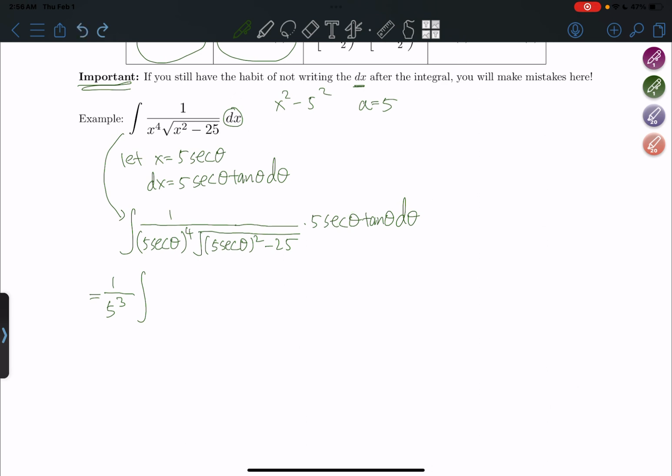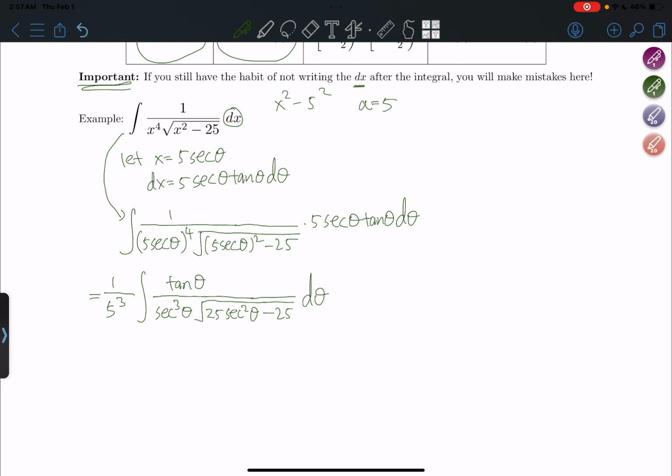Okay, so for the next step, the numerator just becomes tangent theta, because the 5 is gone and the secant theta is gone. And now on the bottom, I have secant cubed theta, right? Again, there was 4, and I cancel 1 from the top. Okay, so inside the radical, though, the square affects the 5 and the secant. So I got 25 secant squared theta minus 25 d theta.